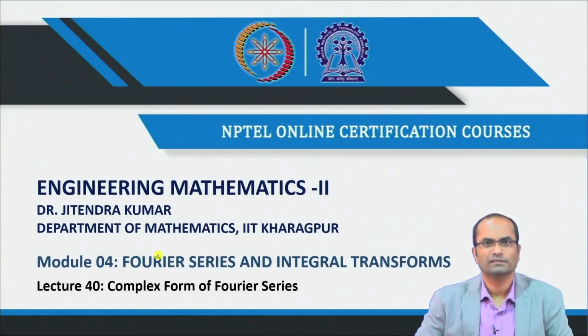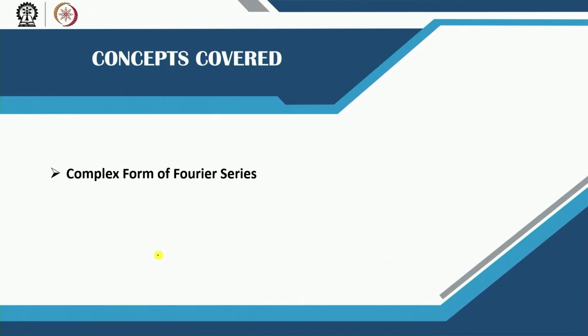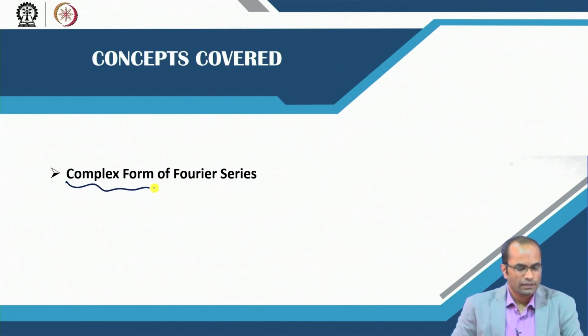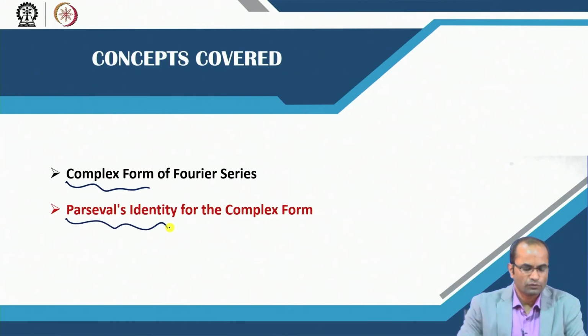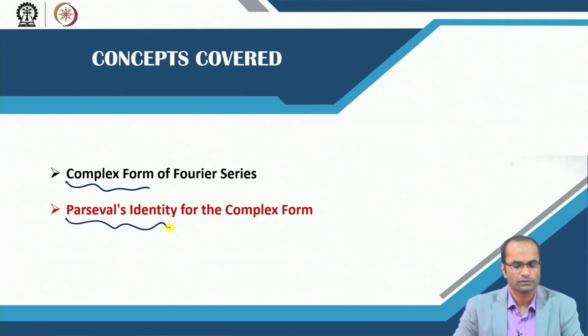So, welcome back to lectures on engineering mathematics 2, and this is lecture number 40 on complex form of Fourier series. Today in this lecture we will discuss another form, a slightly different way of writing the Fourier series, and that is in the complex form. And we will also look into what will be the form of Parseval's identity for the complex form of Fourier series.